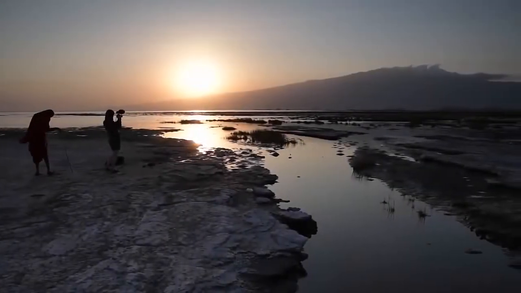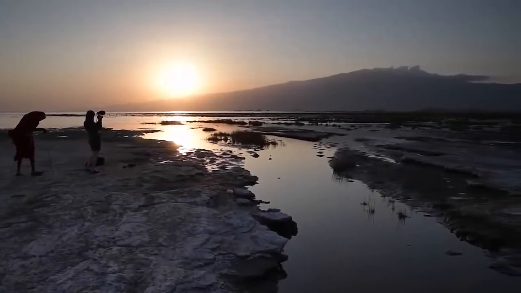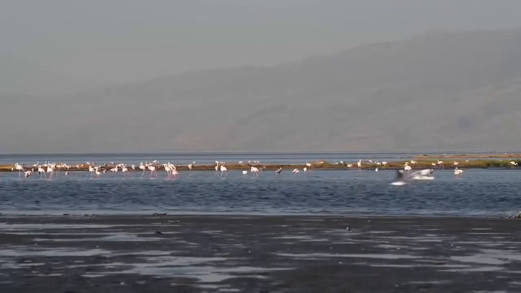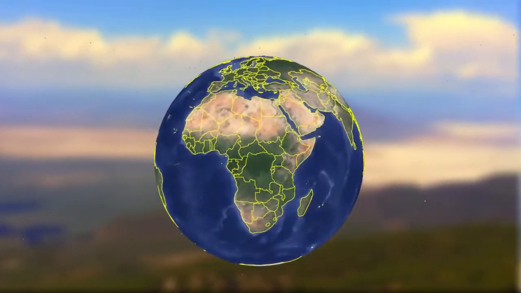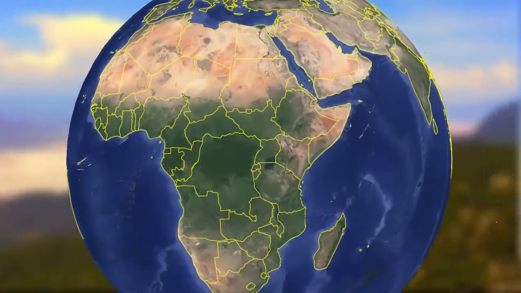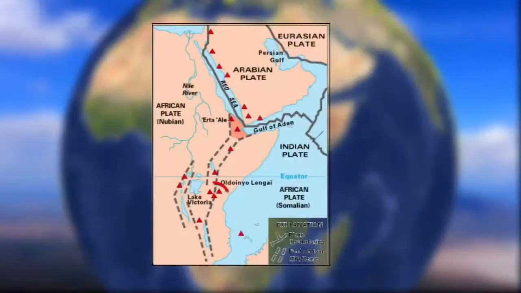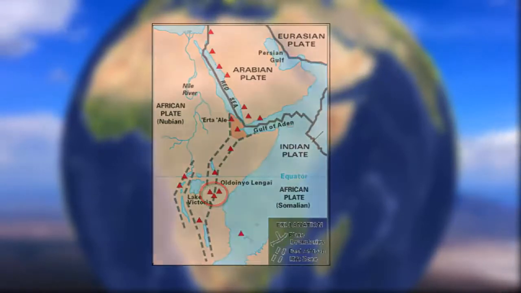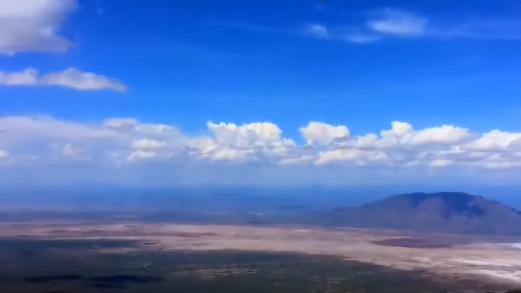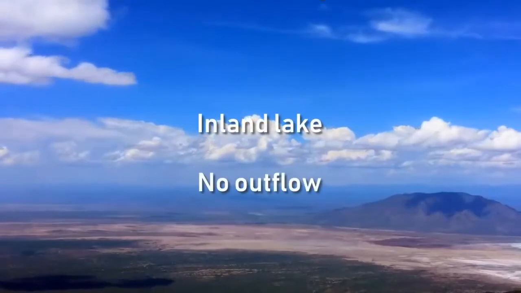This is Lake Natron. Lake Natron is a salt and sodium lake located in the north of Tanzania in the east of Africa. More precisely, the lake is located in the Gregory Rift, which is the eastern branch of the East African Rift. A salt lake is an inland lake without an outflow.